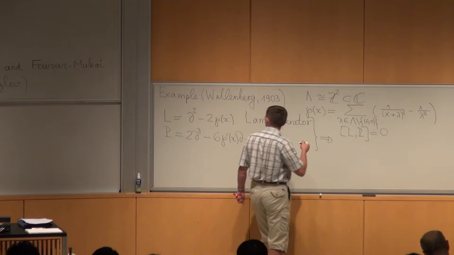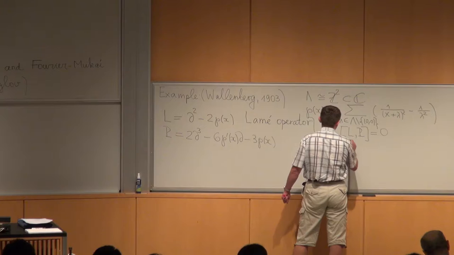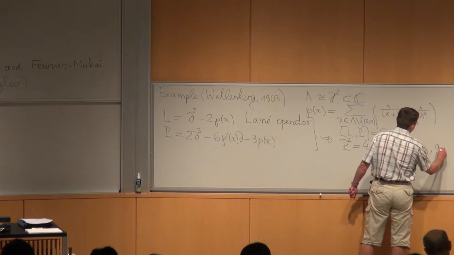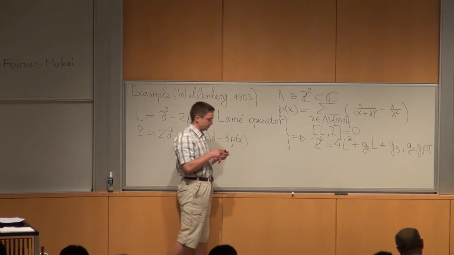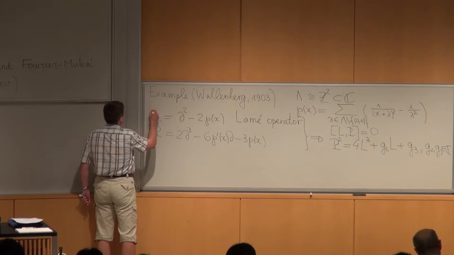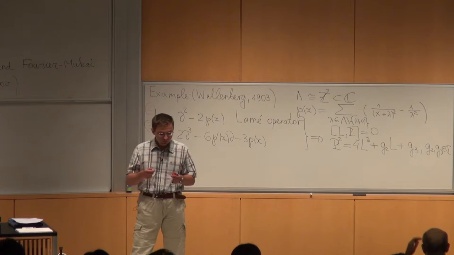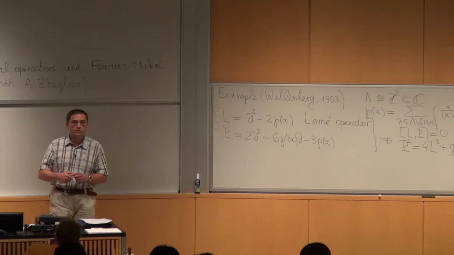P squared is equal to 4L cubed plus g2 L plus g3, where g2 and g3 are the Weierstrass parameters of the lattice. Well, obviously L has order 2 and P has order 3. So the left hand side has order 6 and so does the right hand side. So the equality makes sense. And one can check, using basic properties of the ℘ function, that those relations are true.